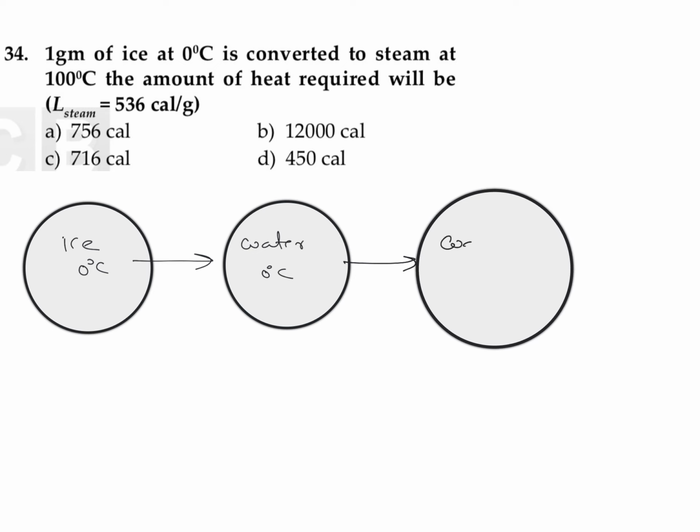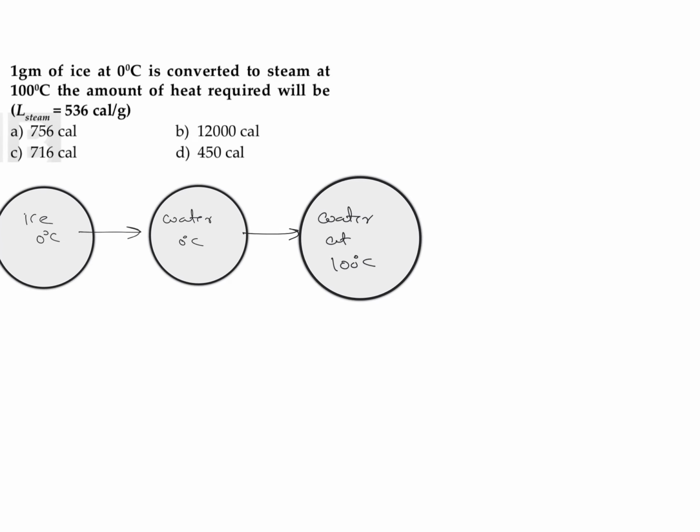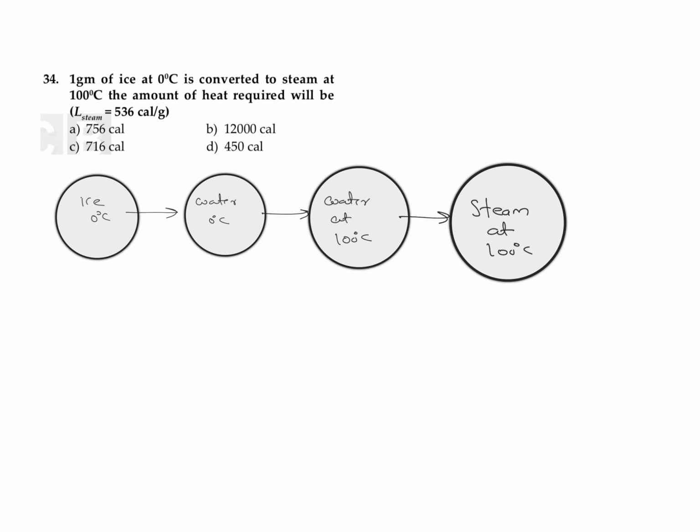So you can write the next stage, that is water at 100 degrees Celsius. Then the next stage is water at 100 degrees Celsius will be converted into steam at 100 degrees Celsius. So our aim is to find out the total amount of heat energy for each process.